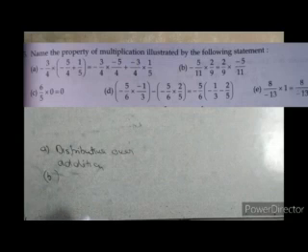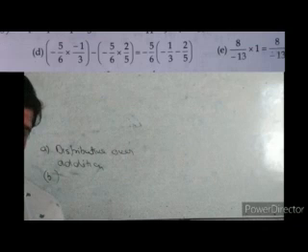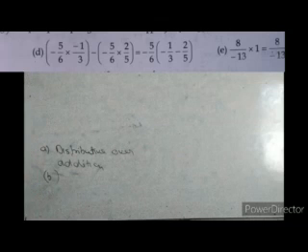While in D, again, which type of property are we looking for? We are looking for distributive property of multiplication over subtraction. And in E, we have multiplied a rational number with 1 and got the same number. So this property is the property of identity.